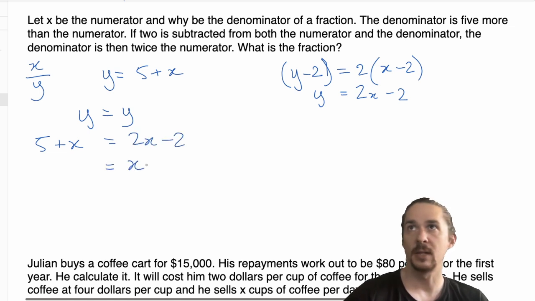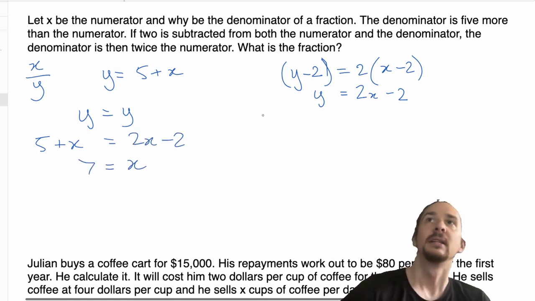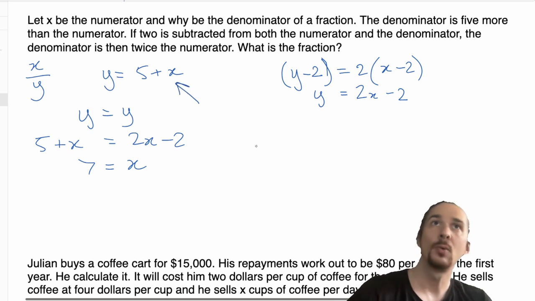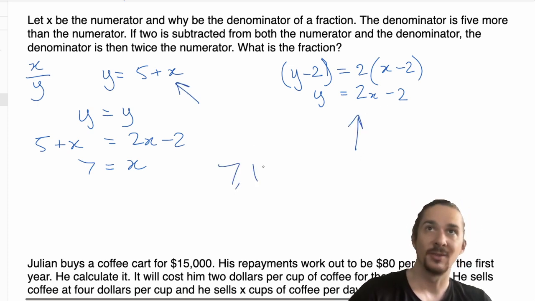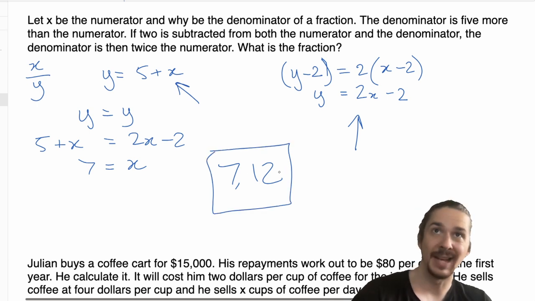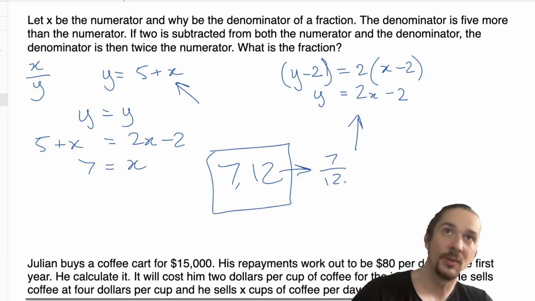Let's subtract x from each side and add 2 to each side. We get x is 7. Therefore, according to this guy, y is going to be 12. And according to this guy, y is going to be 12. So we can be pretty sure that our answer is 7/12. Or to answer the question, actually, the fraction is 7/12.